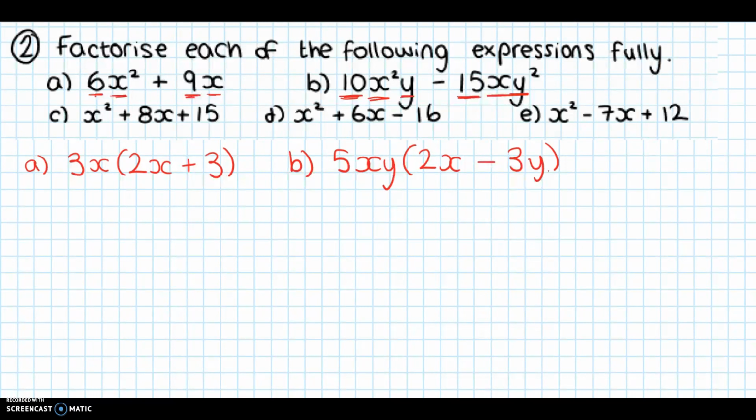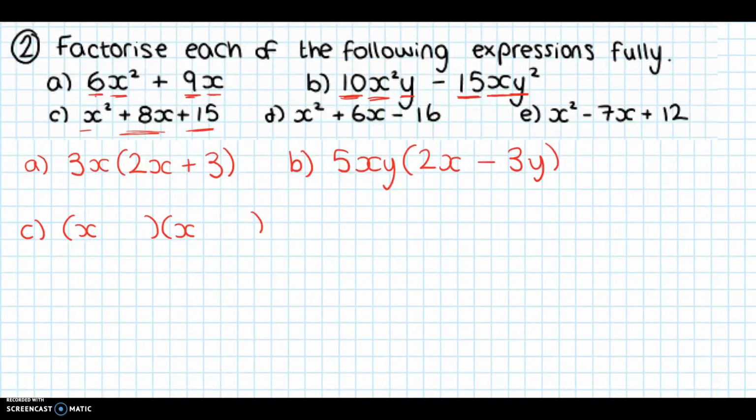Right, parts C, D and E are slightly different. These ones are the quadratics that go into 2 brackets. You can tell because you'll always have x squared plus or minus some number of x's plus or minus a number at the end. It'll always be the same format. If you remember, we said these go into 2 brackets next to the front.